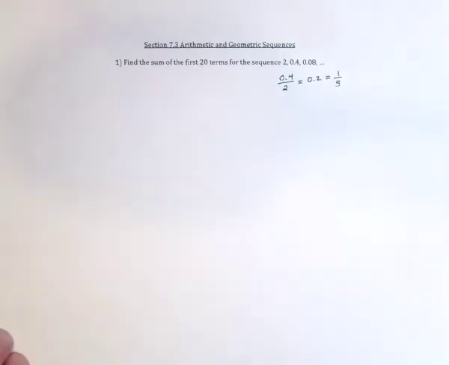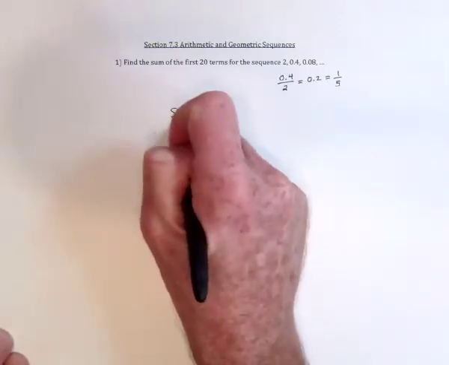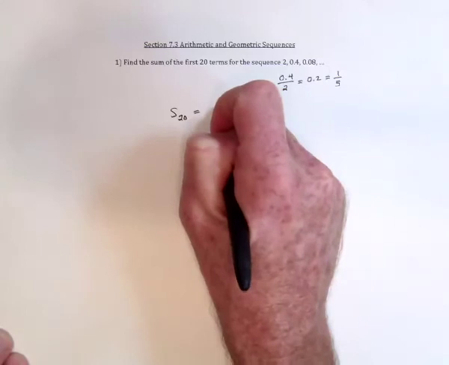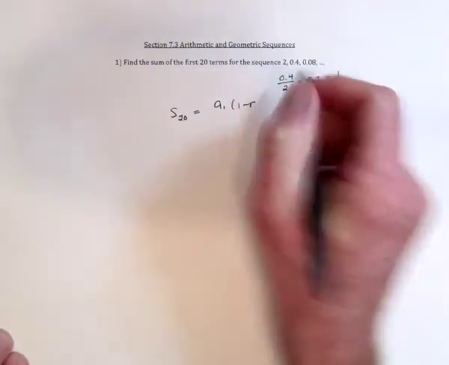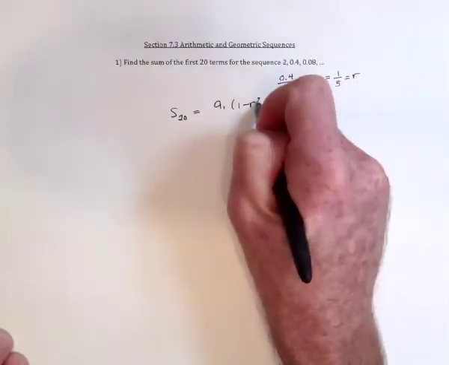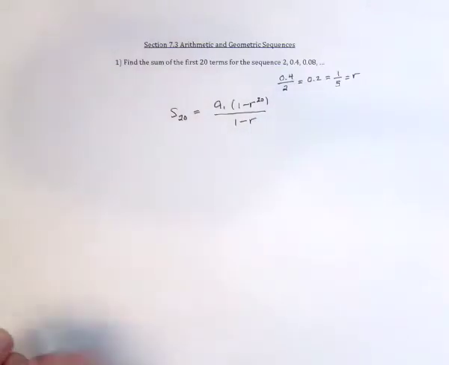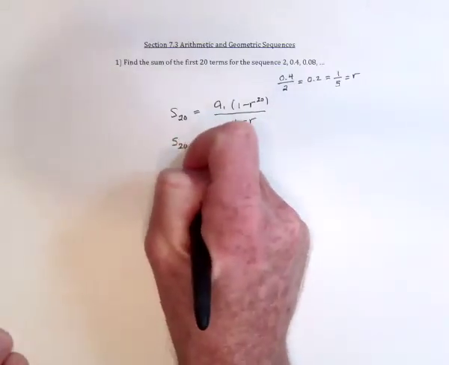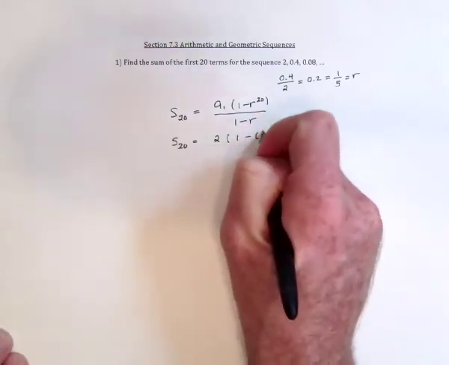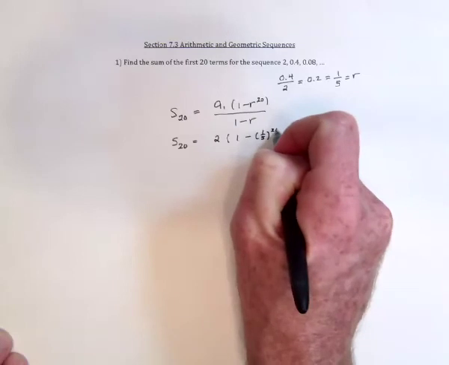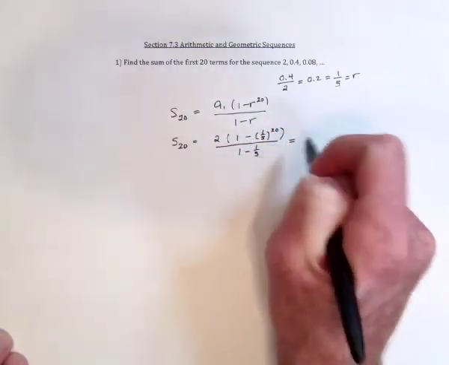And now find the sum. So we can use the formula that the sum of the first 20 terms is going to be the first term, times 1 minus r raised to the 20, divided by 1 minus r. So the sum of the first 20 terms is going to be the first term 2, times 1 minus the 1/5 raised to the 20th power, over 1 minus 1/5.